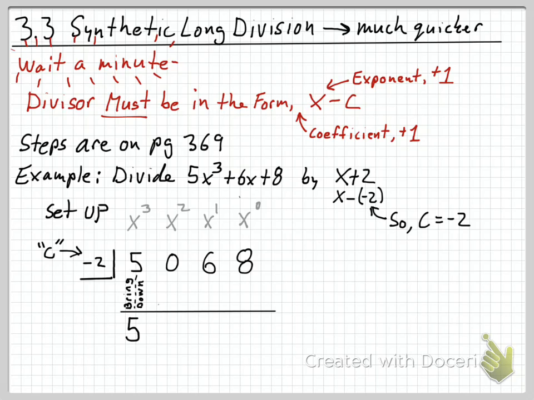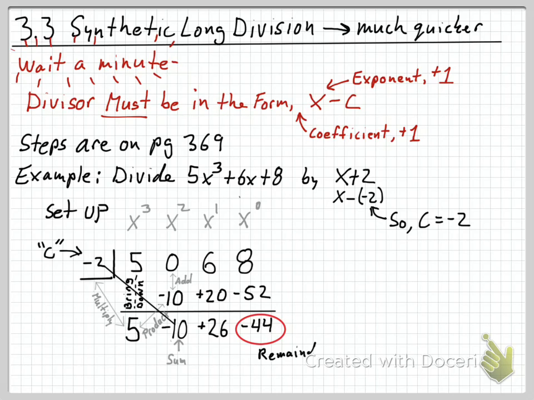Okay, the first thing we do is bring down this first coefficient. We multiply it by the 2, and then we put the product over here. And then we do an addition step, right? We sum those two together, and then we just repeat. And here we have a remainder of 44. And basically, our problem is done.